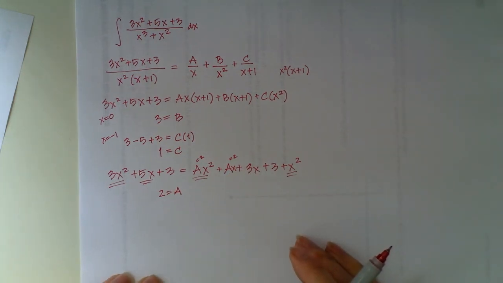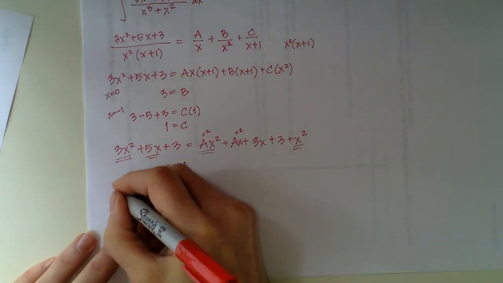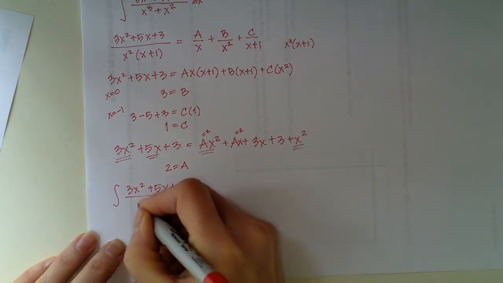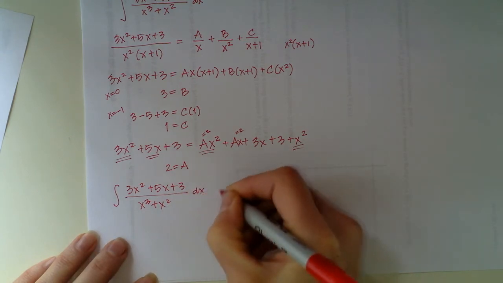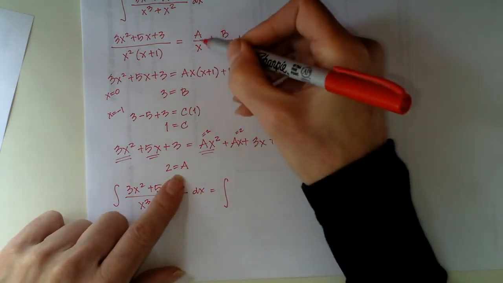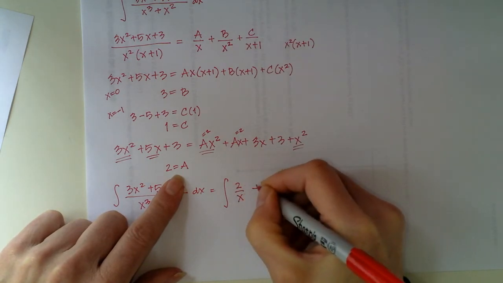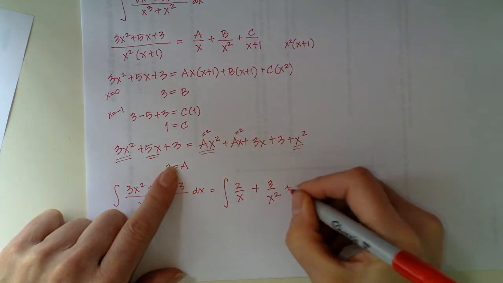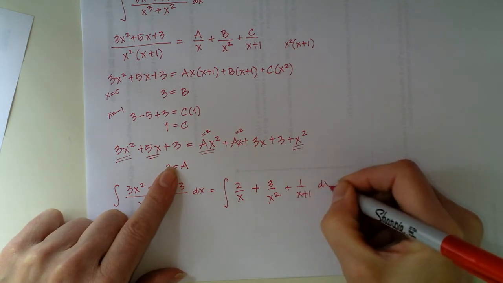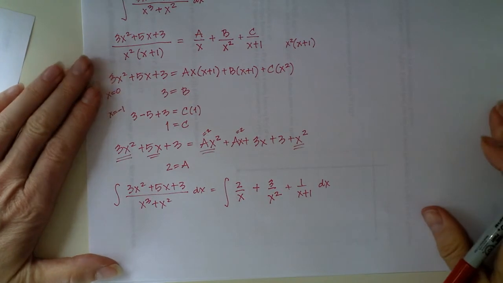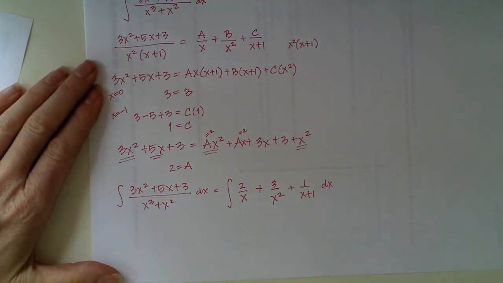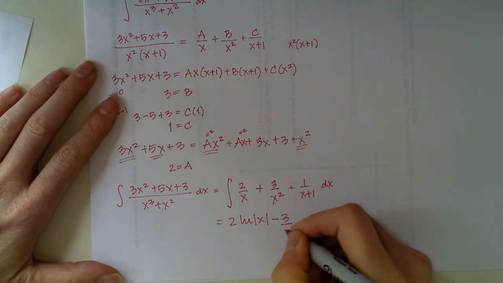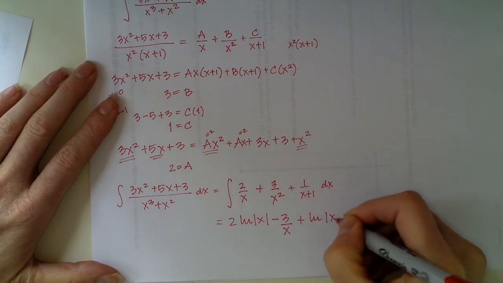And so, back to the integral now, plus 5x plus 3 divided by x cubed plus x squared dx. That can be written as the integral. So a is 2, so 2 over x. B is 3, so 3 over x squared. And c is 1, so 1 over x plus 1. What do we get? 2 logs of x minus 3 over x plus the log of x plus 1.